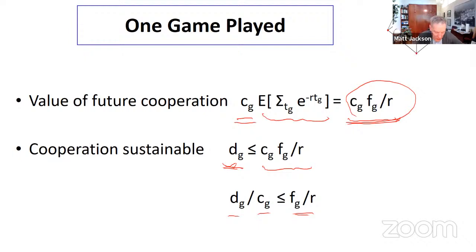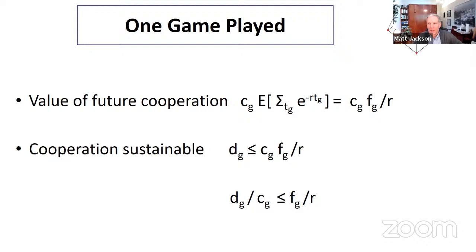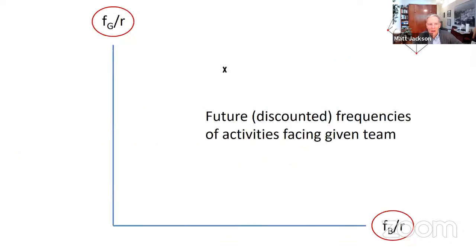So in terms of a picture, it's useful then to put both of these games together. And now let's think of, these are the good games. We'll put them on the y-axis, the bad games on the x-axis. And then there's going to be some frequency of arrival of these kinds of things.